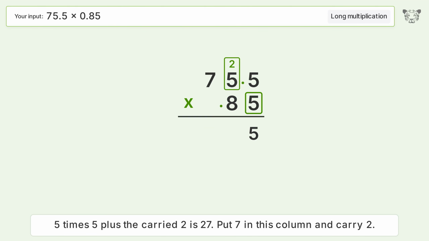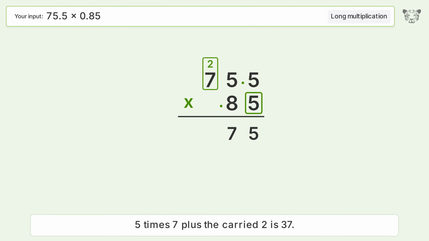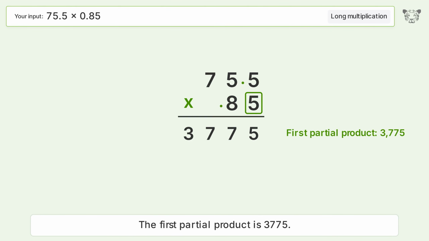5 times 5 plus the carried 2 is 27. Put 7 in this column and carry 2. 5 times 7 plus the carried 2 is 37. The first partial product is 3,775.